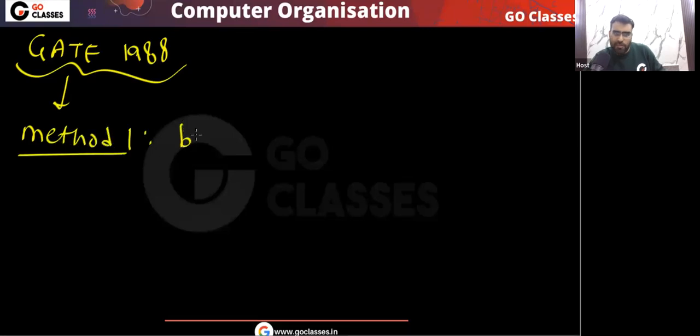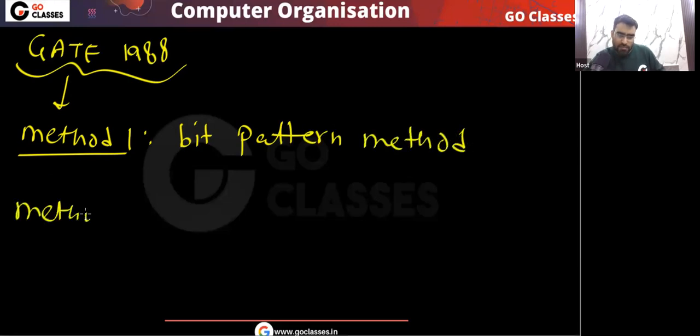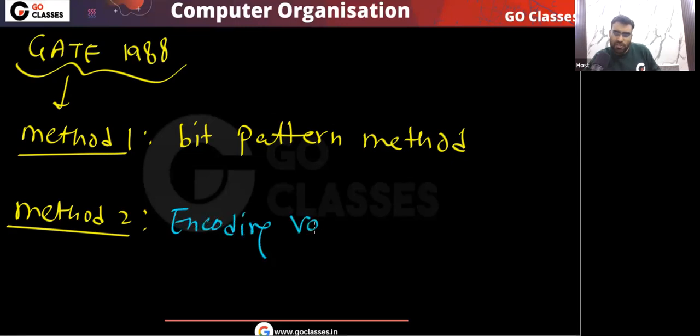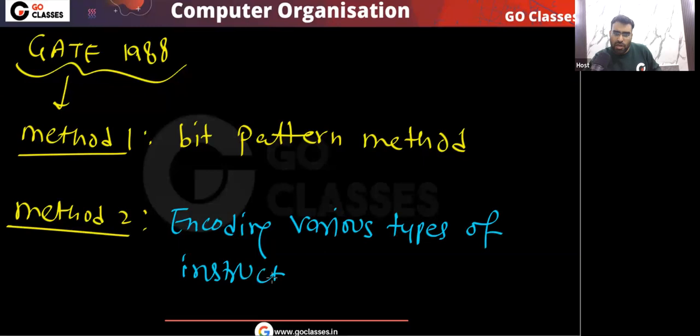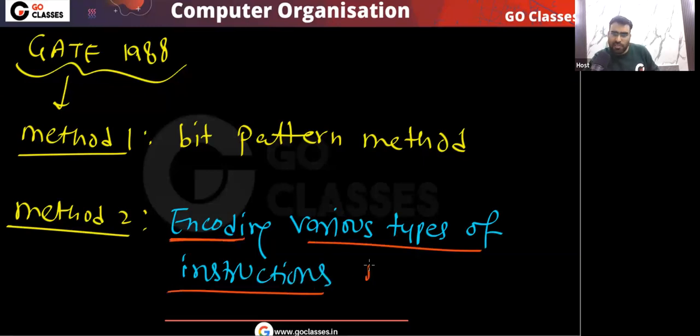Method 1 was the bit pattern method, right? Okay, so method 1, that is your bit pattern method. And method 2, what is that? That is, I can say, the encoding instructions method. You are actually doing the encoding of various types of instructions.